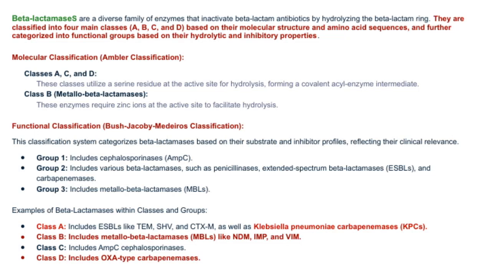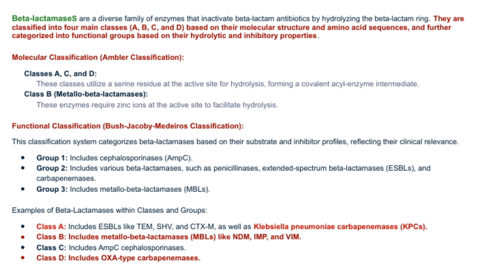Beta-lactamases are a quite diverse family of enzymes that bacteria produce to inactivate beta-lactam antibiotics. They do this by hydrolyzing the beta-lactam ring, which is essential for the antibiotic's activity. Now, these enzymes are classified into four main classes, A, B, C, and D, based on their molecular structure and amino acid sequences. Think of it as a sort of genetic blueprint that helps us understand their differences. Within these classes, we also categorize them functionally, depending on how they hydrolyze antibiotics and how they respond to inhibitors. This dual classification system helps us see not just their structure, but their clinical relevance too.